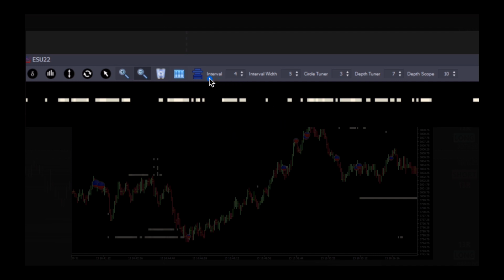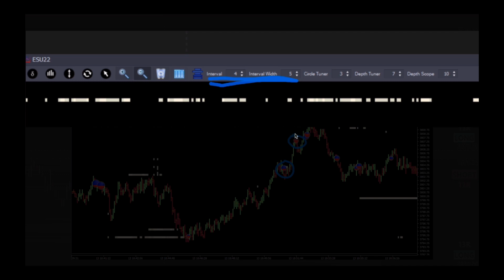So if you take a look up here, really these don't matter. Up here, the interval and interval width just tells me how many bars I can fit into a view. But Circle Tuner is the sensitivity of when circles are going to show up here. Okay, so I have this set to 3.